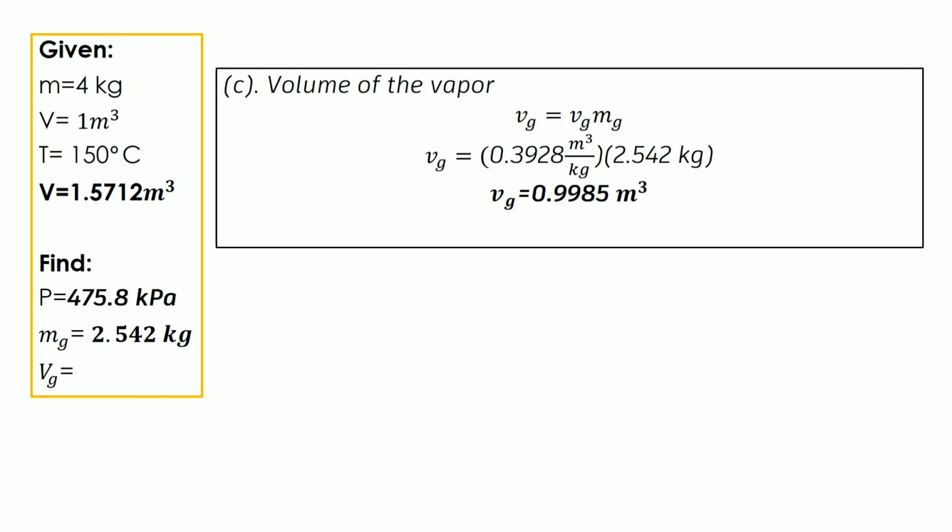So going back to our problem, in 4 kilograms of water placed in an enclosed volume of 1 cubic meter, heat is added until the temperature is 150 degrees Celsius. We found the pressure, that is 475.8 kilopascals, the mass of the vapor is 2.542 kilograms, and last, the volume of our vapor is 0.9985 cubic meter. So in this pure substance problem, it is very essential for us to know how to read the steam tables, because in order for us to find the corresponding saturated pressure, saturated liquid, and vapor is very essential for us to solve our problem.